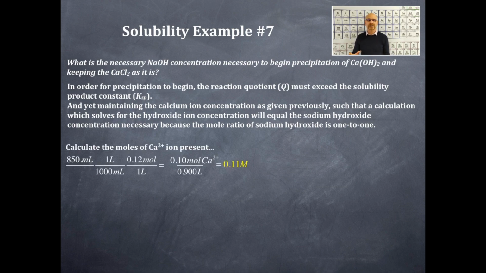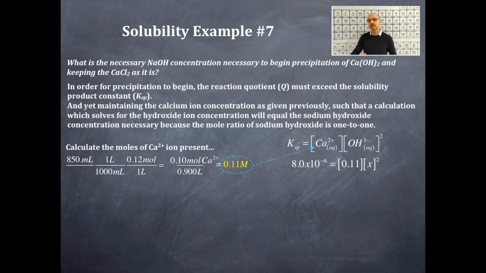Okay, so we're going to calculate the calcium ion concentration present. That's the 850 milliliters. We got our unit conversion to liters and then our molarity. Okay, we're dividing by our total volume. So this is the same thing that we had before. Okay, here's our KSP expression, the same thing that we had before. This is going to go into the calcium ion concentration. Now, I was given the KSP, and that is 8.0 times 10 to the negative 6. I have the calcium ion concentration, 0.11.